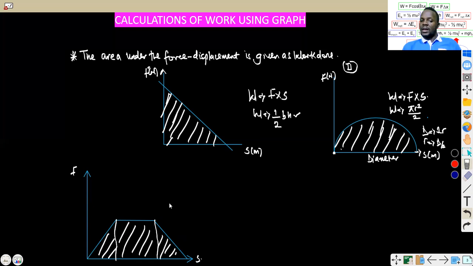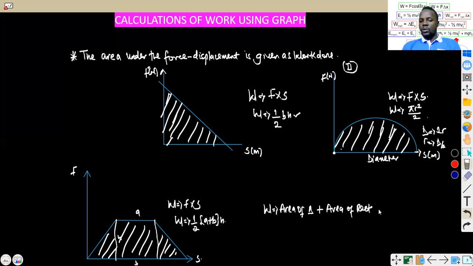Work done by this body is always force times distance, which is also equal to the area under this curve, which can be the area of a trapezium, half (A plus B) times H. For many students who have issues with this, this is A, this is B, and the height is this. But if you want to use it one by one, you can also say the work done by the body is the area under the curve, which equals the area of a triangle plus the area of a rectangle plus the area of another triangle.